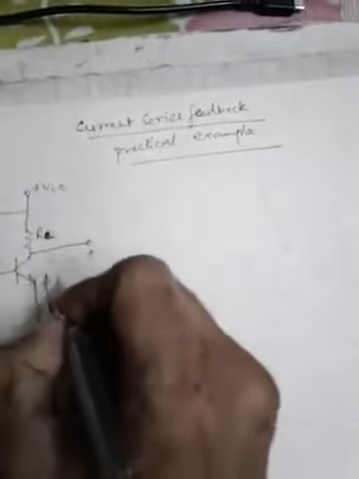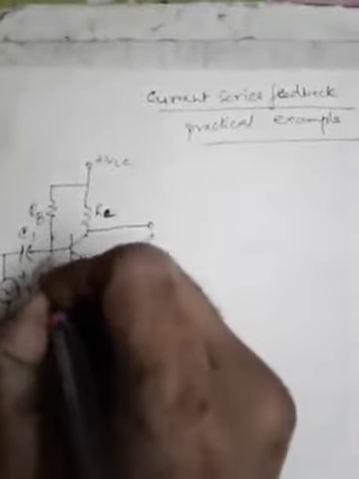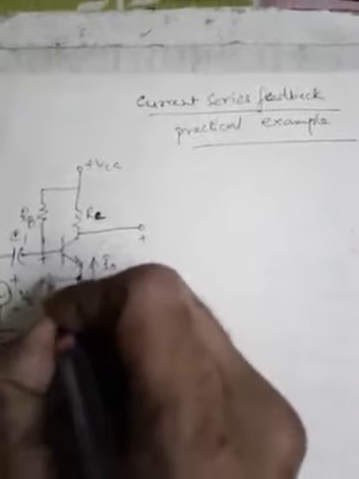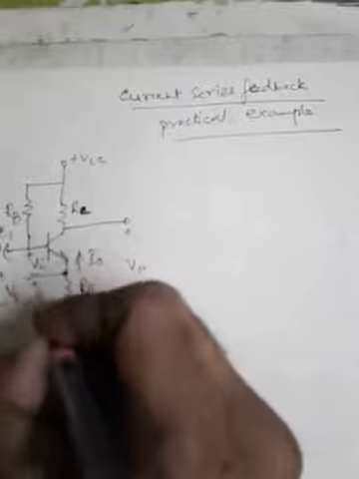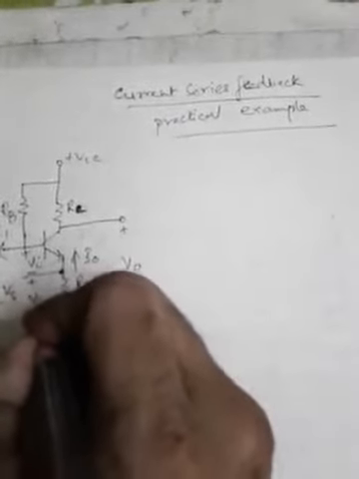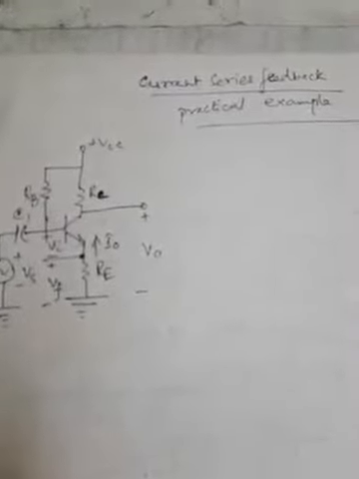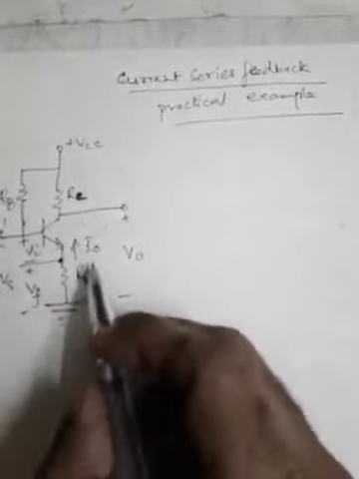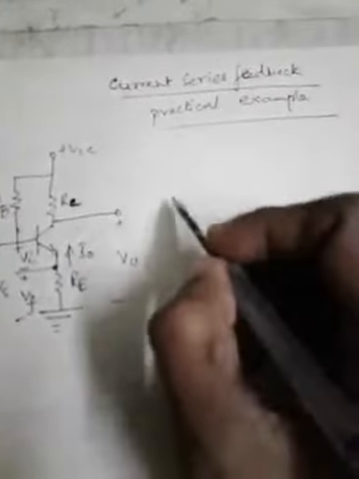Since it is current series feedback, current is taken as the output and is to be added in series with the input, and the input is between this base and emitter. This is the emitter terminal, so between base and emitter this is Vi, and across this RE, Vf is taken. This Vf is the feedback voltage, which should be taken as the current because of current series feedback, in terms of this IO. So this is the circuit where current series feedback is being used.